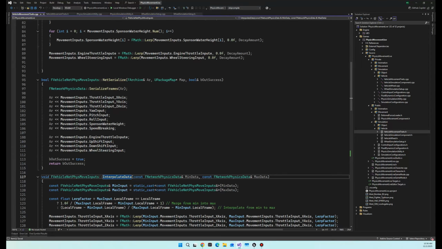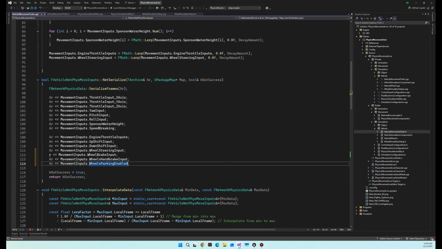So let's go ahead and add this. We just need three. I'm going to put brake input, handbrake, and parking brake. I'm going to add that down there. Oops. Let's add the A back into the AR. All right, so there's the AR value. So that should take care of net serialization, adding on three new inputs.